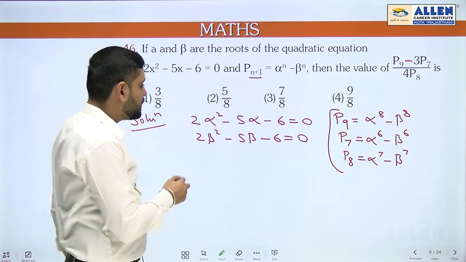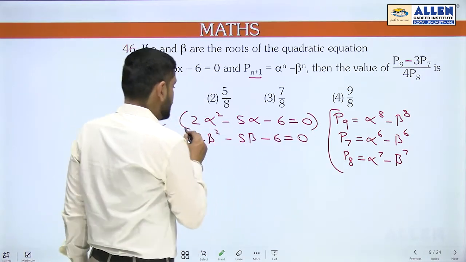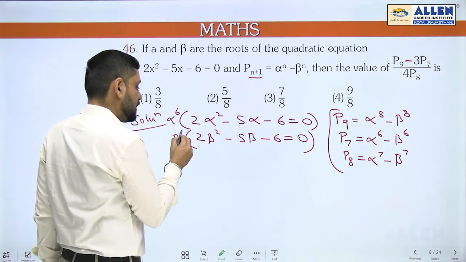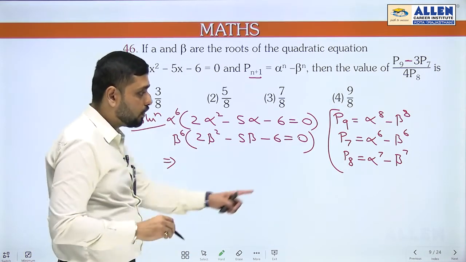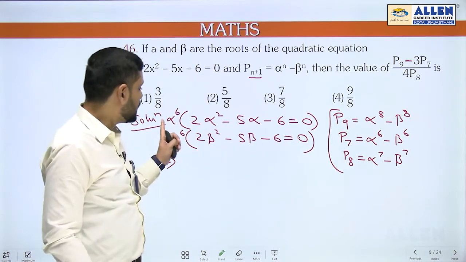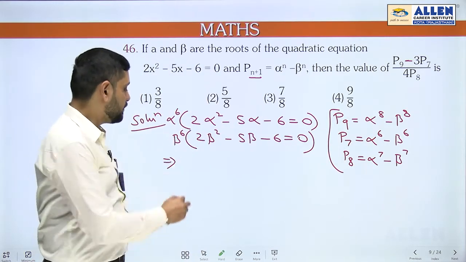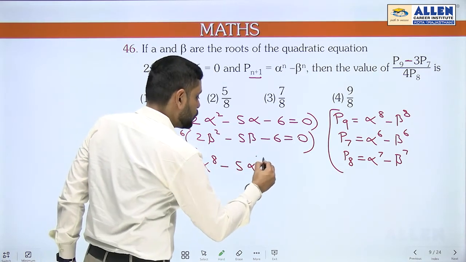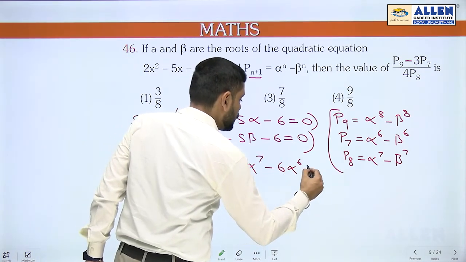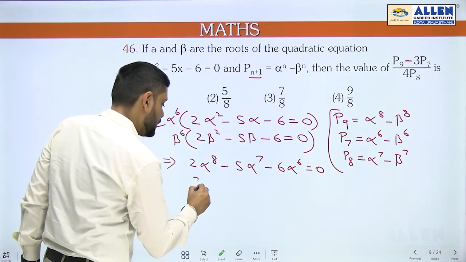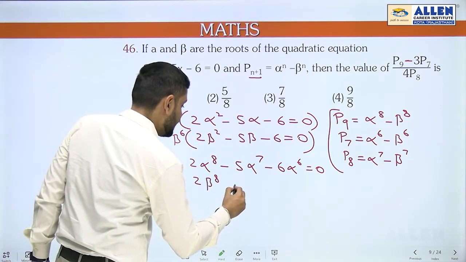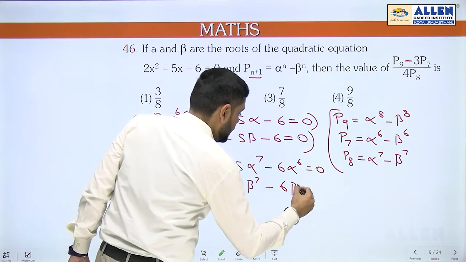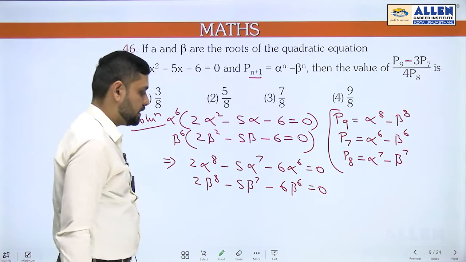So what we can do is multiply the first equation by alpha to the power 6 and the second by beta to the power 6 to get all these terms. If we multiply by alpha to the power 6, we will get 2 alpha to the power 8 minus 5 alpha to the power 7 minus 6 alpha to the power 6 equals 0, and here we will get 2 beta to the power 8 minus 5 beta to the power 7 minus 6 beta to the power 6 equals 0.